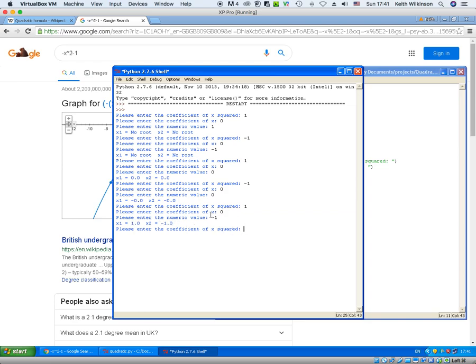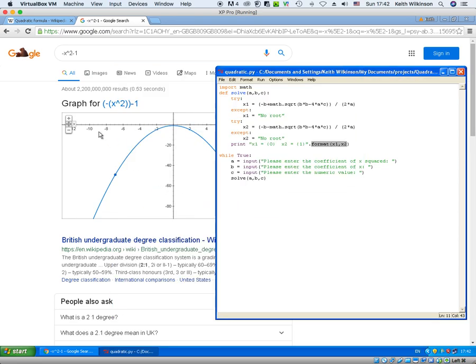Brilliant. And the other one where we're using minus x squared, no x's, and a value of 1. And again we get the two roots. So we seem to have solved our problem. So we either get no root or we get the two values of roots. And at the moment that is fine. I'm going to leave it in your hands to see what happens when you use different values.